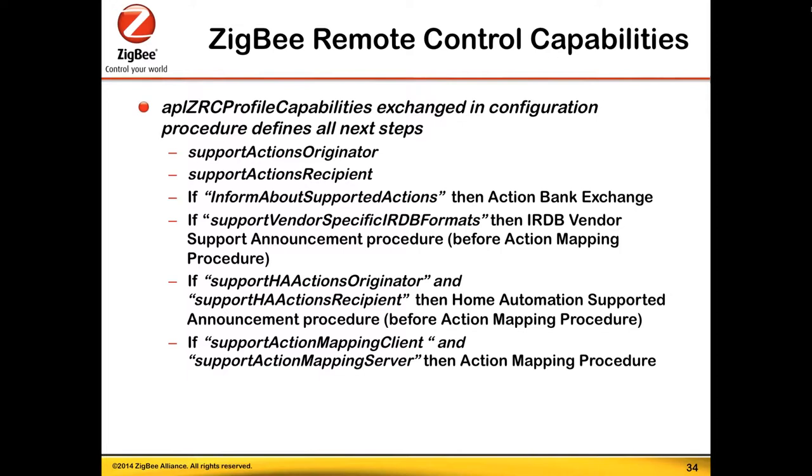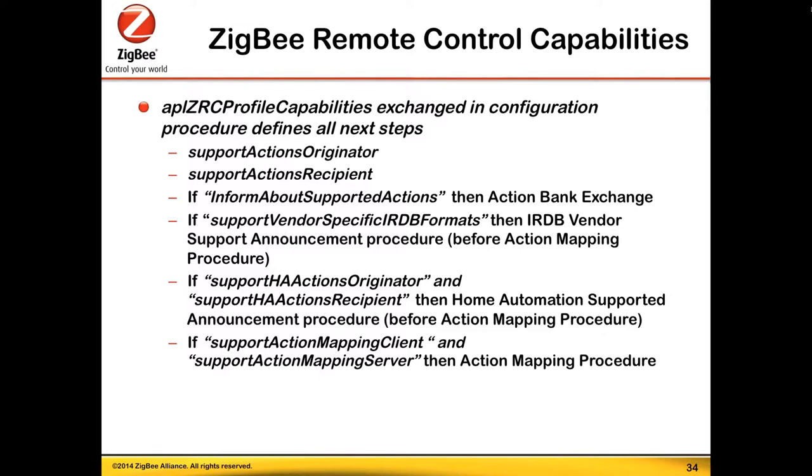Now, there are a couple of other procedures that are not included in here, but are obviously needed. Different database vendors can have different formats. The ZigBee Remote Control standard also includes a very simple infrared format for a database, but also allows the flexibility for more specialized databases. If this flag is, for example, set, then you will have a procedure to discover the types of databases that the two sides support.